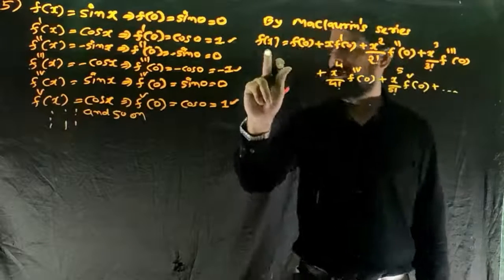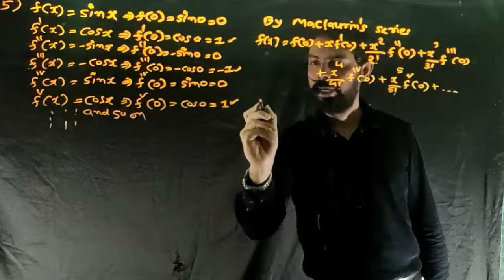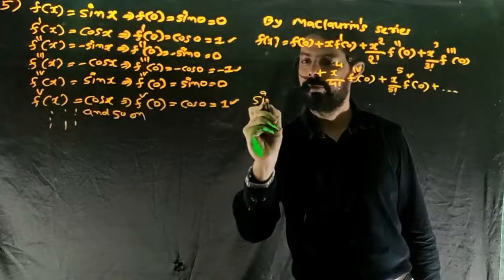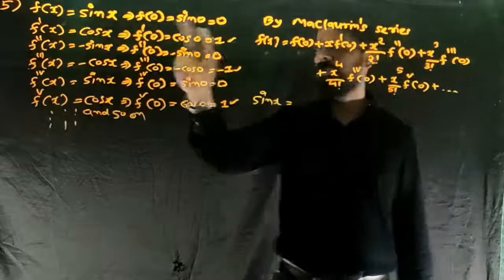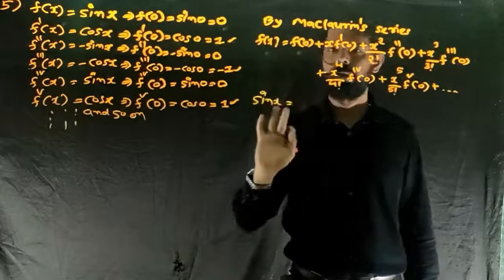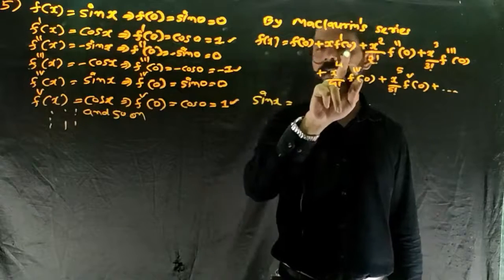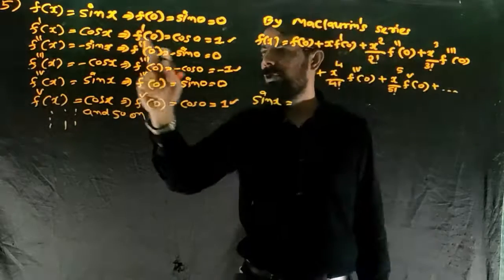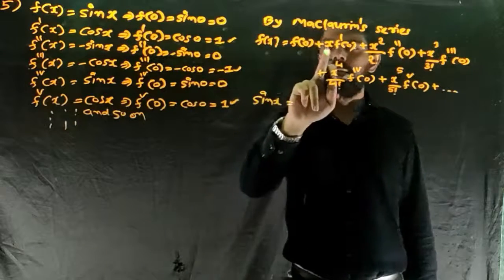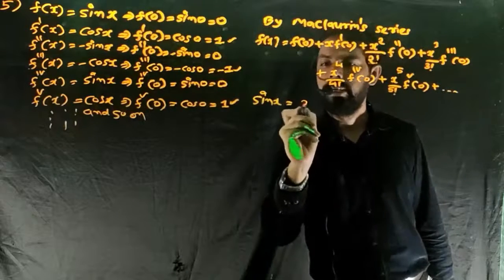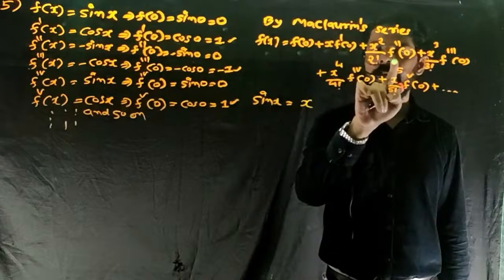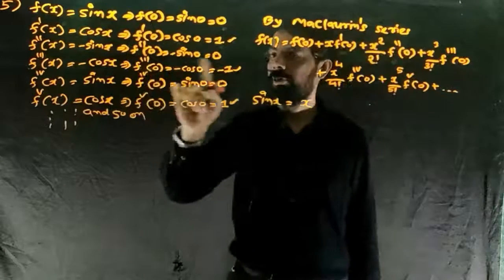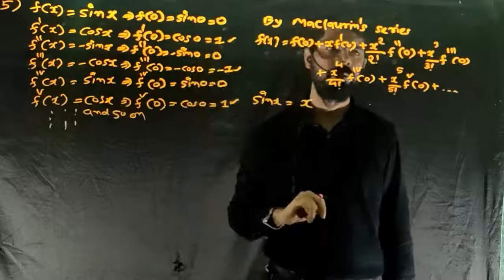Now what is f of x? It is sin x, so here we will write down sin x is equal to the value of f of 0. What is the value of f of 0? It is 0, so no need to write it down. Then the second term, that is f dash 0, and what is the value of f dash 0? It is 1. So here x into 1, it will be x. Clear? Then next, the value of f double dash 0. Here the value of f double dash 0 is 0, so no need to write it down.